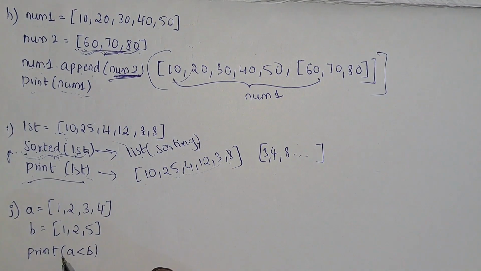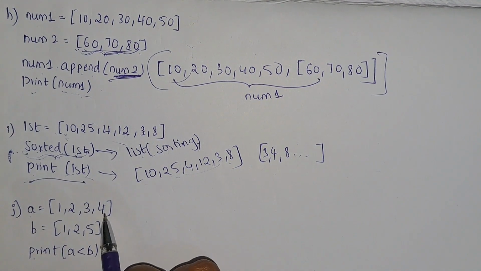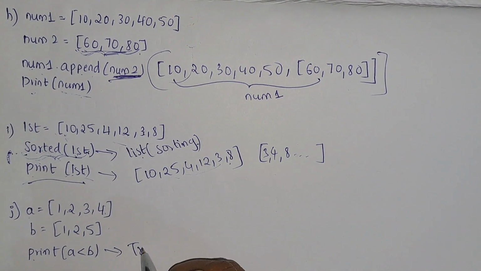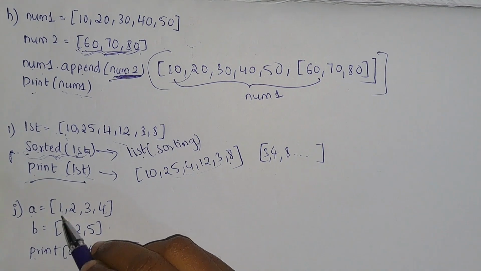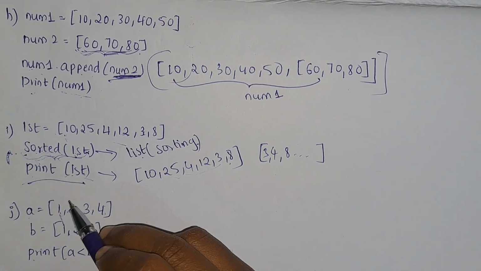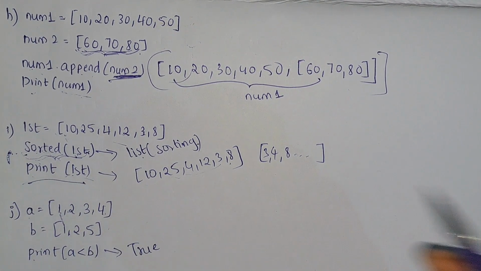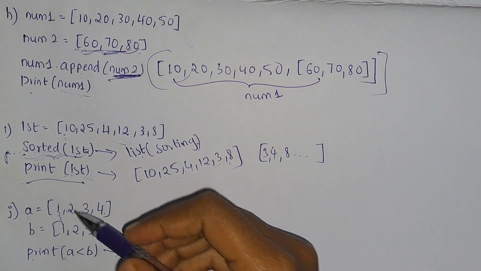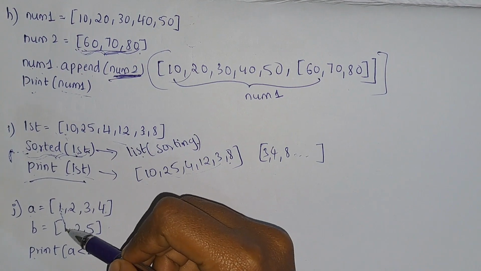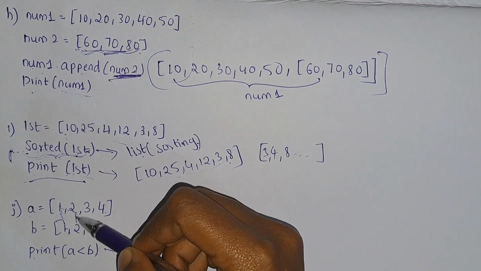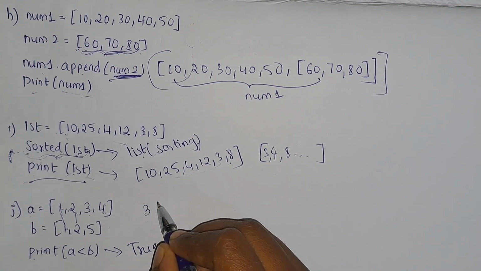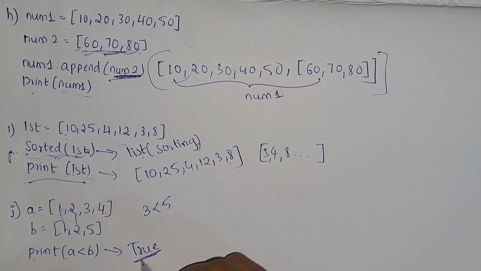So here you have taken the lists A and B and you are printing whether A is less than B. This will return true because it will check every element. Here 1 and 1 are equal, so it will not decide here, and 2 is equal, so it will not decide here. And coming to 3 and 5, 3 is less than 5. So this will return true.